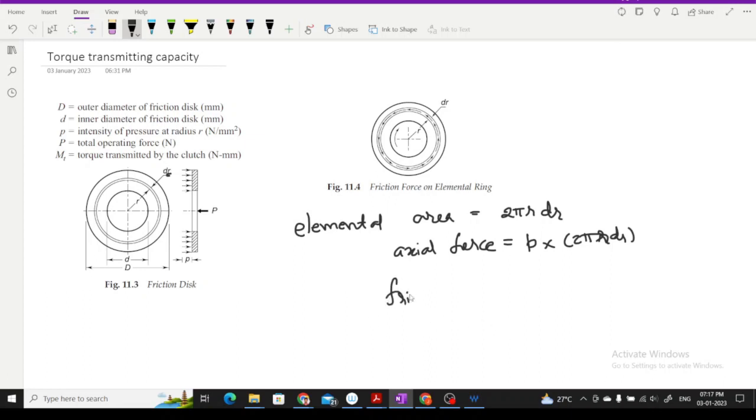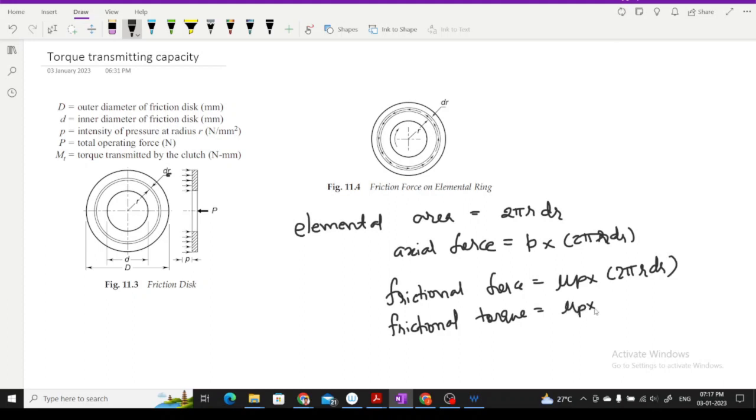So from this you can get the frictional force. These all act on that element only, right? The frictional force will be mu p into 2 pi r dr, and for the frictional torque we again need to multiply with the radius. So this is how you get the frictional force and torque.